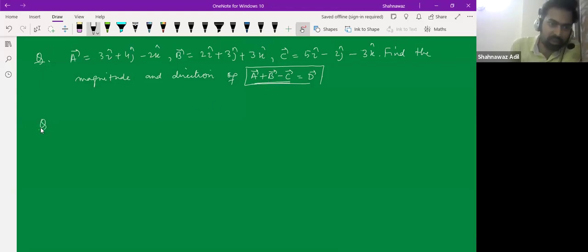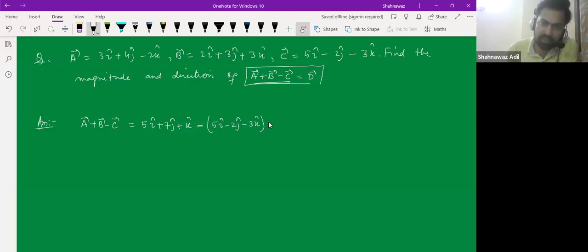So what would that be? Let's find out first A plus B. A plus B is 3i, right, plus 2i, that is 5i, and then 4 plus 3, 7j, and then minus 2k plus 3k, so that is plus k, and then minus of the C vector, right? C is 5i minus 2j and minus 3k, right?